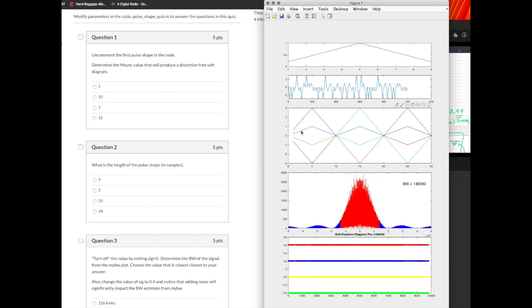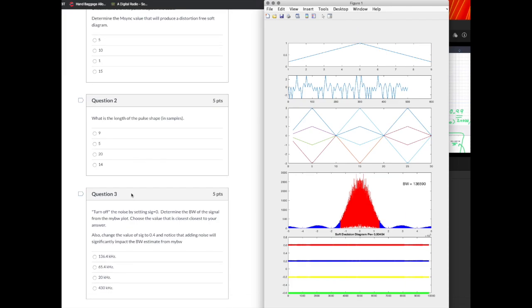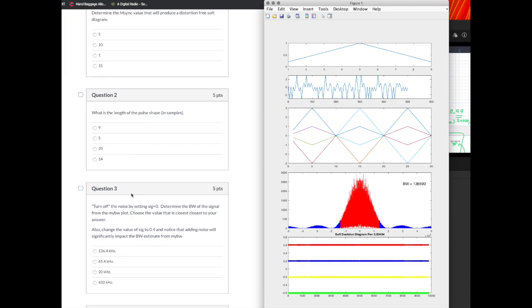So I look at this eye diagram, and I see the eye is wide open at 5 and 15. We're expecting multiples of M because we have M samples in every symbol. So it looks like M sync should be 5. Okay, so that's the answer to the first question. The second question, this pulse has a duration of 9. We're going to later change that, have longer duration pulses, and we'll check out the bandwidth on that.